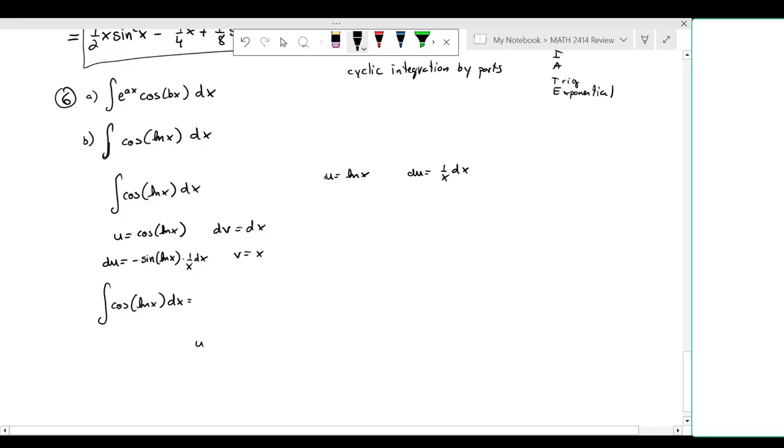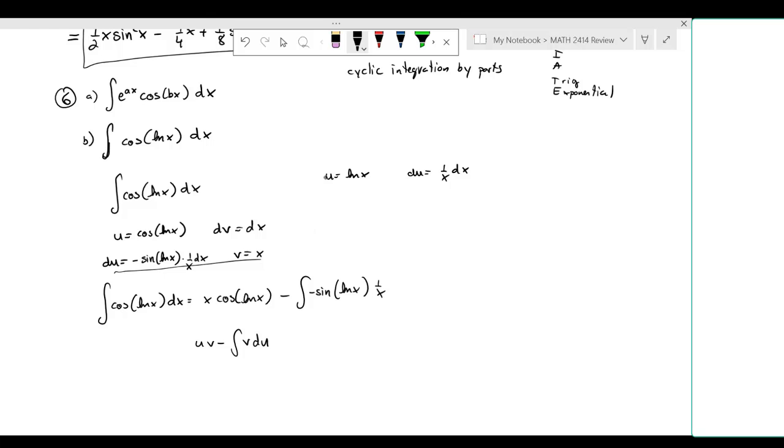So we apply our parts formula. We get u times v minus the antiderivative of v times du. So it looks like the x's cancel. Let me just write it out. Okay, so we do have some nice simplifications here. x divided by x is 1. We have a double negative.